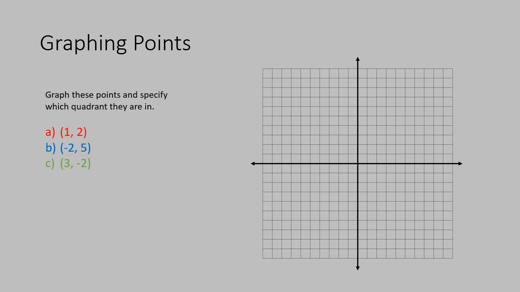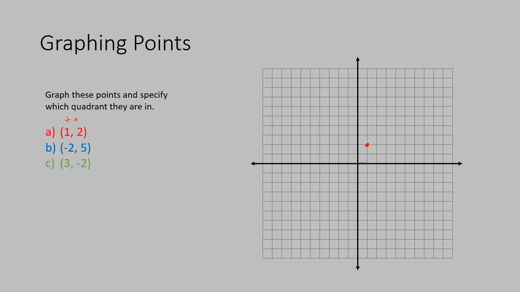Anyway, that's enough about Rene Descartes. If we just want to go about the business of graphing points, we can do that pretty easily here. So point A here in red, it's positive and positive, right? So we're going to go to the right one and up two.